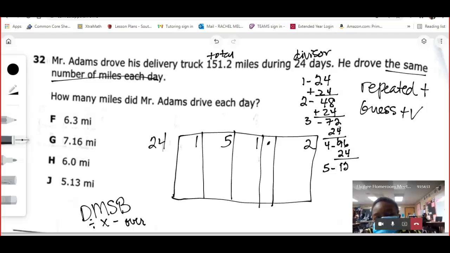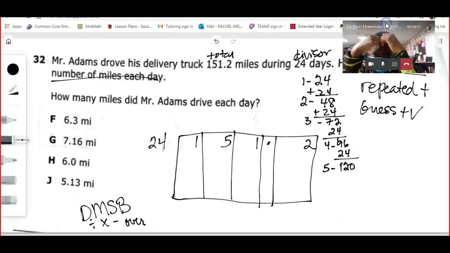There you go, 120. Now remember, always stop at the fifth multiple and make sure that it ends in a 5 or a 0. So are we ending in a 5 or a 0? For my fifth multiple, is that ending in a 5 or a 0? Yes. Okay, so I can continue on. What would that one be? 144.